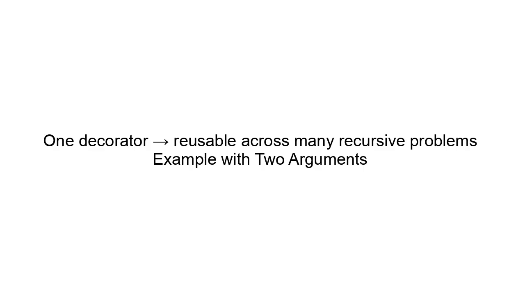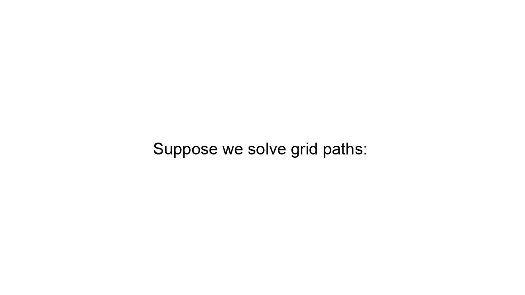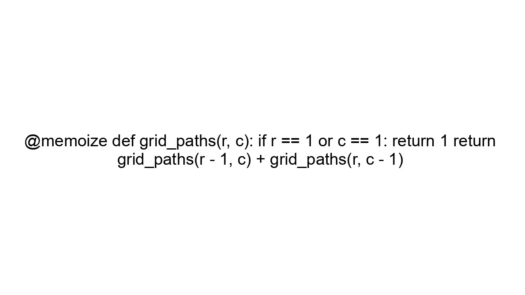Example with 2 arguments. Suppose we solve grid paths. @memoize def grid_paths(r, c). If r is equal to 1 or c is equal to 1, return 1. Return grid_paths(r-1, c) plus grid_paths(r, c-1). Print grid_paths(3, 3). This works because the cache key is (r, c).